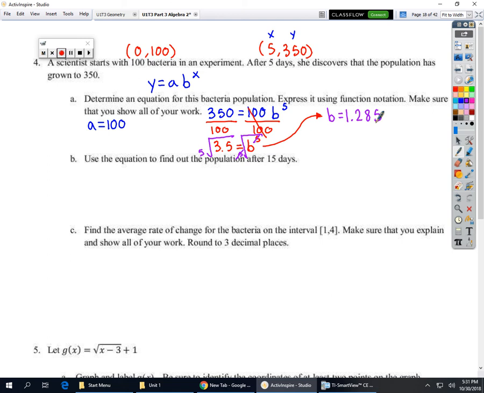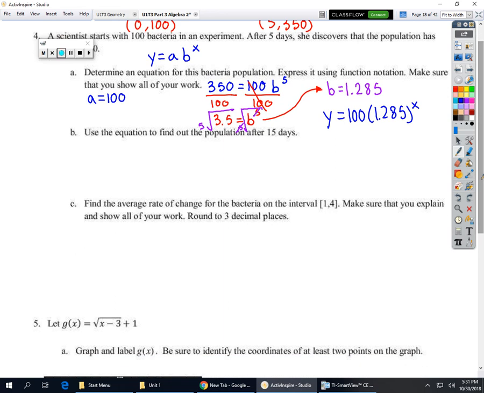Great, I know my a, I know my b. Put it into an equation. So y equals 100, 1.285 to the power of x. All right. Next, use the equation to find the population after 15 days. So plug in 15 and see what happens.